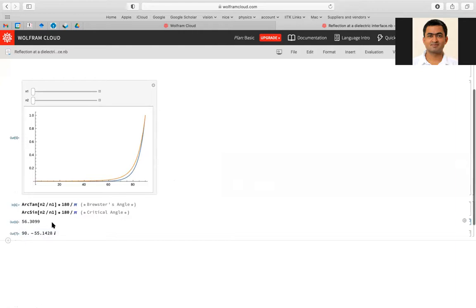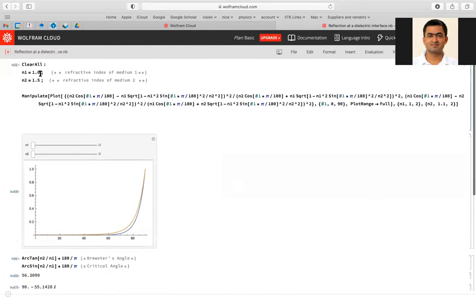So you see, for N1 equal to 1 and N2 equal to 1.5, 56 degrees is the Brewster's angle. Of course, for this one, I don't get any critical angle because N1 is larger than N2. When I do N2 larger than N1, then I get a value for the critical angle. But you can calculate the Brewster's angle theoretically. It's about 56 degrees.